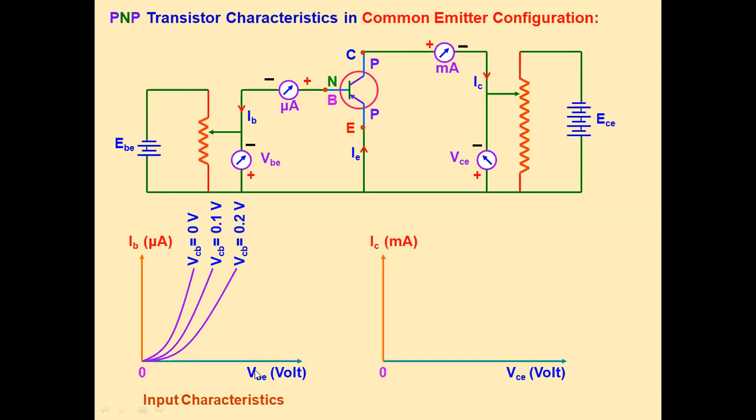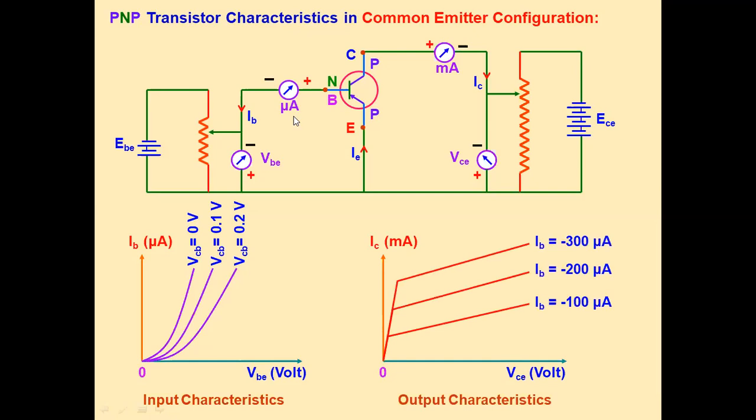Similarly, we'll see the output characteristics. In the output characteristics, the base current remains constant, like 100, 200, and 300, and then change VCE and measure the collector current. So IB remains constant, change VCE and measure IC.